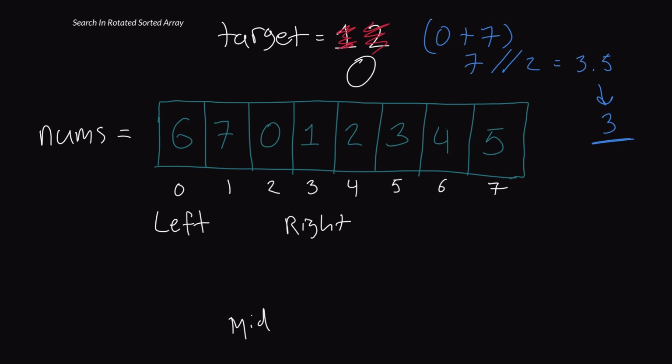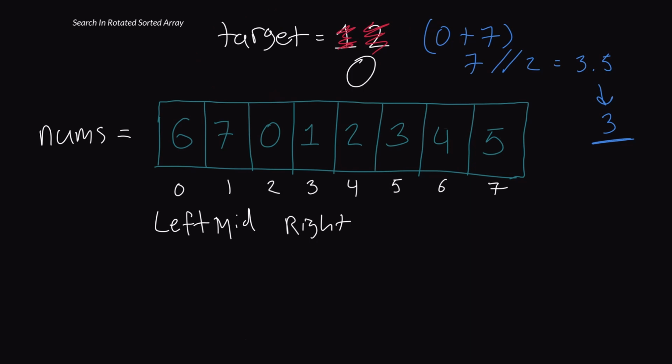0 plus 3 divided by 2 is 1.5. Because it's floor division, it'll round down to 1. So we know that our midpoint is going to be right here at 1. So in this case, 6 is less than or equal to 7. And so now because we know 6 is less than or equal to 7, the boundaries of left and mid cannot possibly contain our target of 0.